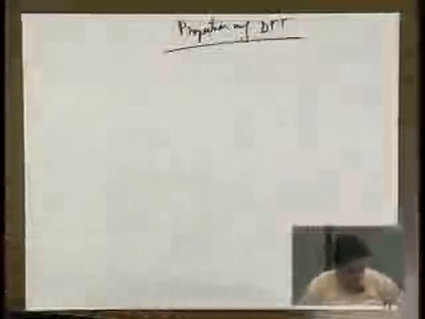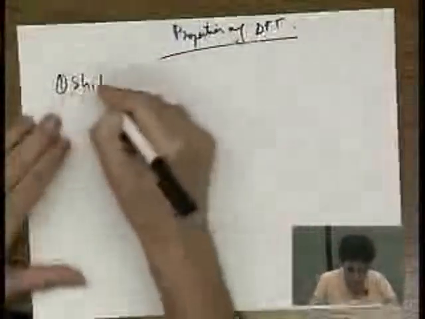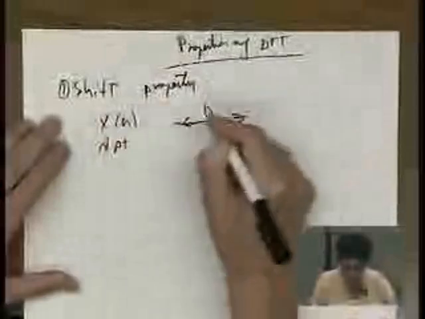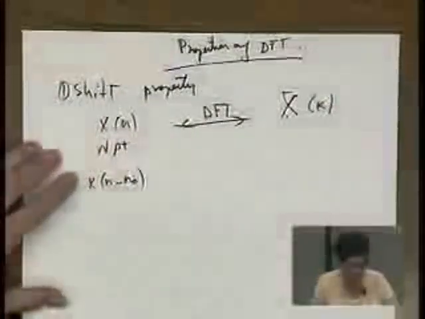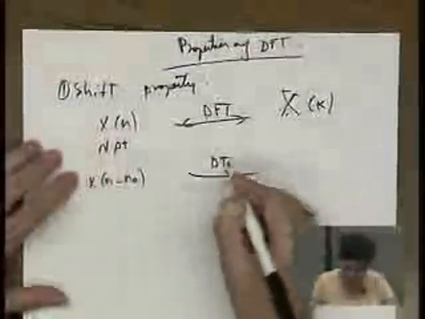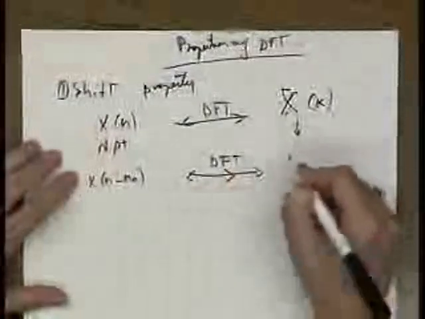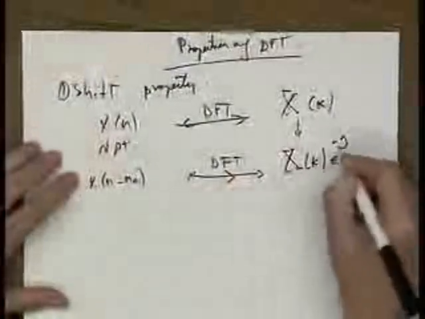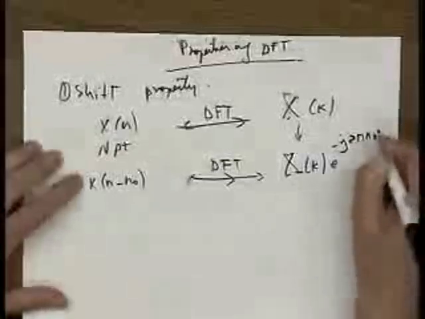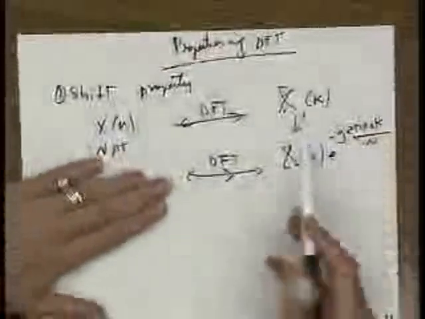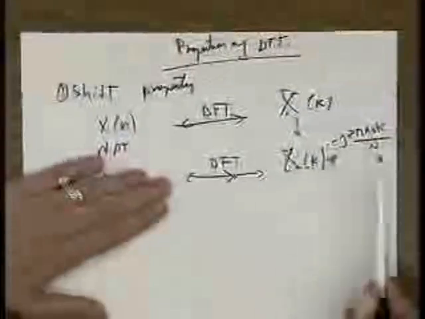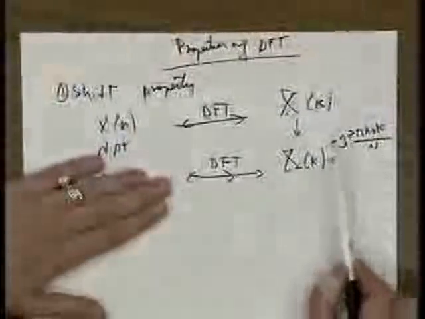The first one that I want to talk about is the shift property. If I have x of n, an n-point sequence, and I take its DFT, and it gives me X of k, what is the DFT of x of n minus n naught? Or what happens if I take the inverse DFT of X of k times e to the minus j 2 pi n naught k over N? If I just multiply in the frequency domain by this exponential, what happens to my sequence?